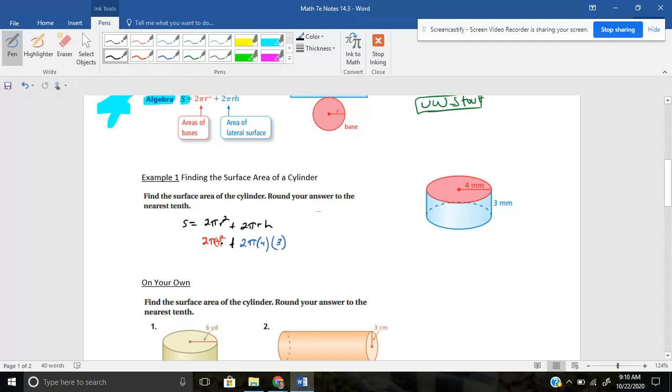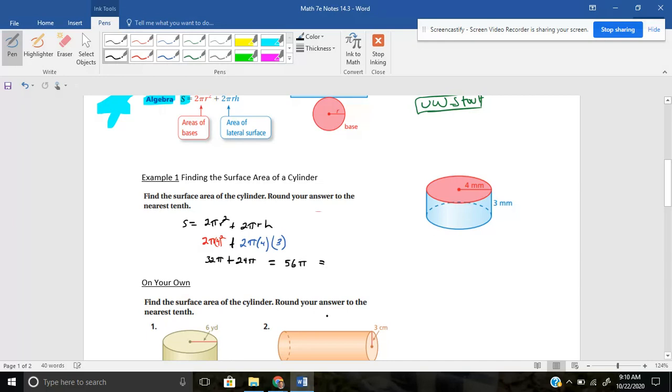4 squared is 16. 4 times 4 is 16. Times 2 is 32. So I'm just going to call this 32 pi for right now. Plus 4 times 3 is 12, times 2 is 24. So I'm going to call this 24 pi. When I add 32 and 24, 32 pi plus 24 pi should give me 56 times pi.